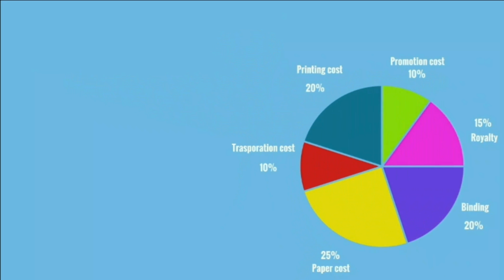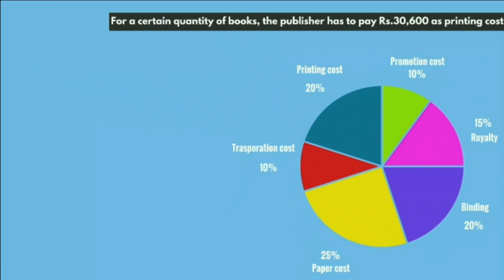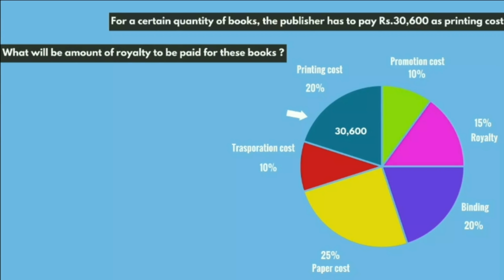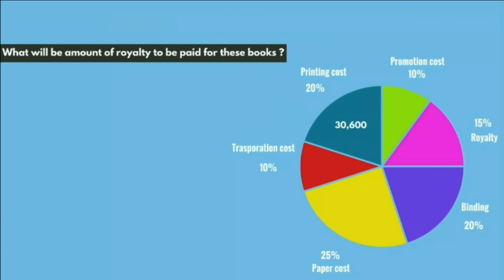Let's see the solution. Here in the question they given that for a certain quantity of books, the publisher has to pay 30,600 rupees as printing cost. So here there are some certain quantity of books and the publisher has to pay 30,600 rupees as printing cost. Now in the question they are asking, what will be the amount of royalty to be paid for these books? Let the amount of royalty to be paid for these books be rupees R.